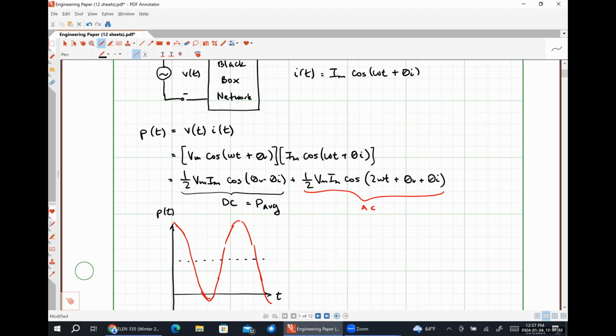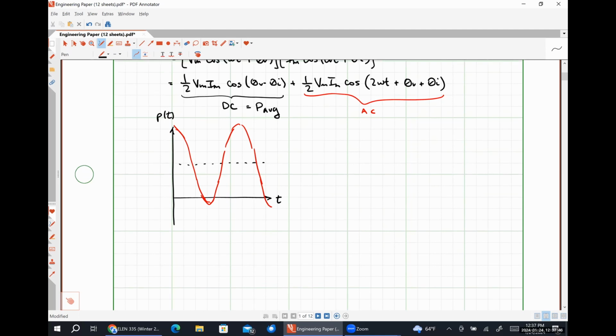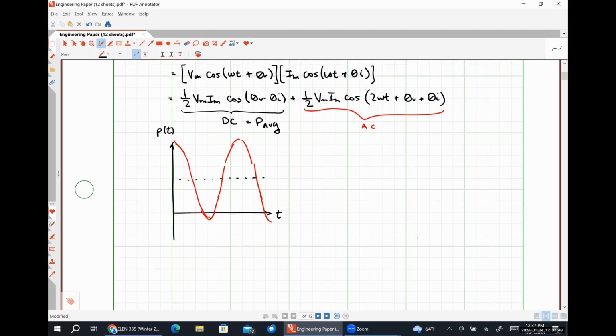Now, back in circuits 1, I also mathematically derived this relationship. I'm not going to waste our time doing that again. If you want to see the derivation, you know where my YouTube channel is, and you can go look that stuff up. Okay. All right. So this is what our instantaneous power looks like for a generic circuit element or network. And then the average power is simply the DC part of the instantaneous power.